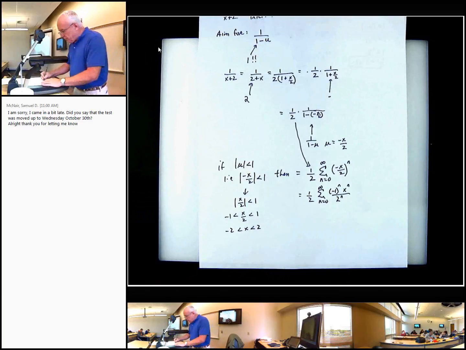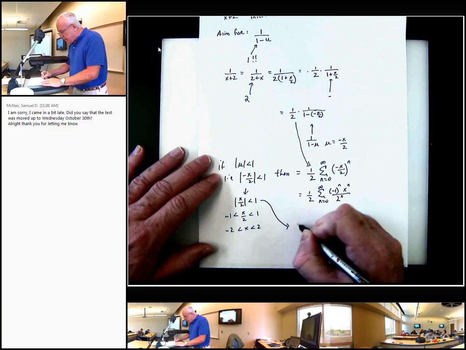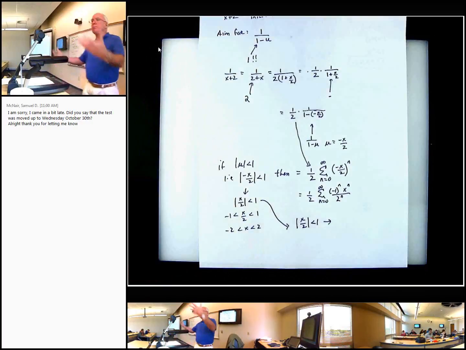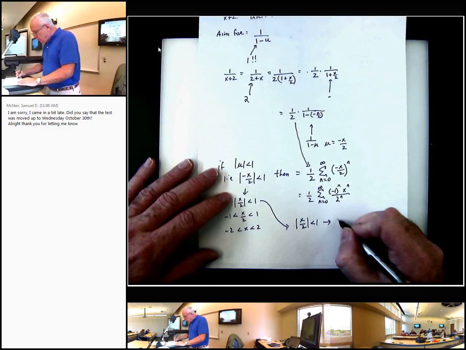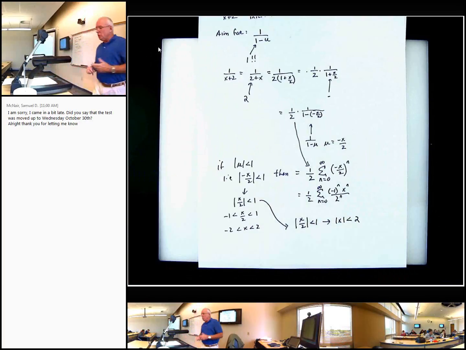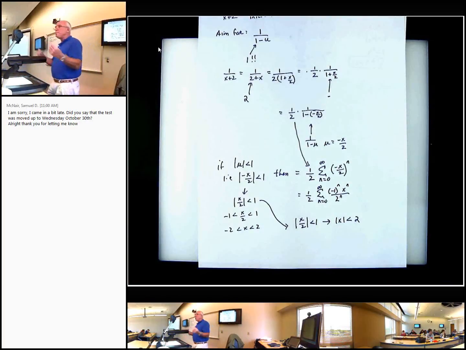Another way I could have done this is the following. If I've got the absolute value of x over 2 less than 1, I could just multiply both sides by 2 and have the absolute value of x less than 2, which is also the same thing, squeezed between -2 and +2, not including the endpoints, all right?